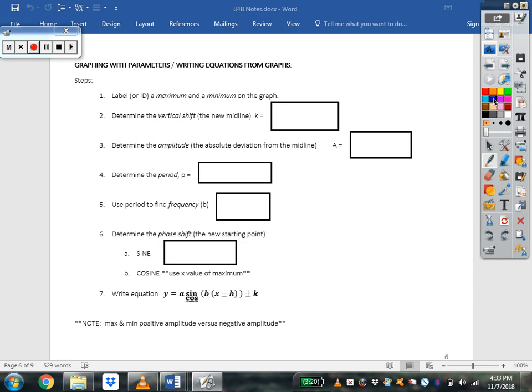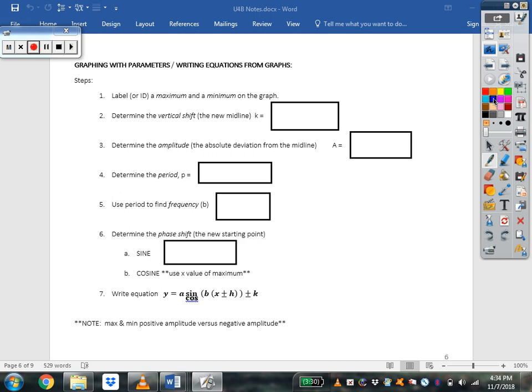So your first step, no matter what, is you want to label a maximum and a minimum on the graph. They have to be consecutive maximums and minimums. What I mean by that is you don't want to choose a maximum, go another period later, and choose a minimum. You want to choose either a maximum with the following minimum or a minimum with the following maximum. It's up to you. There is going to be a difference depending on what order you choose, and that's what happens when I get to that little note at the bottom of the page where you see max and min, positive amplitude versus negative amplitude. So just keep that in mind.